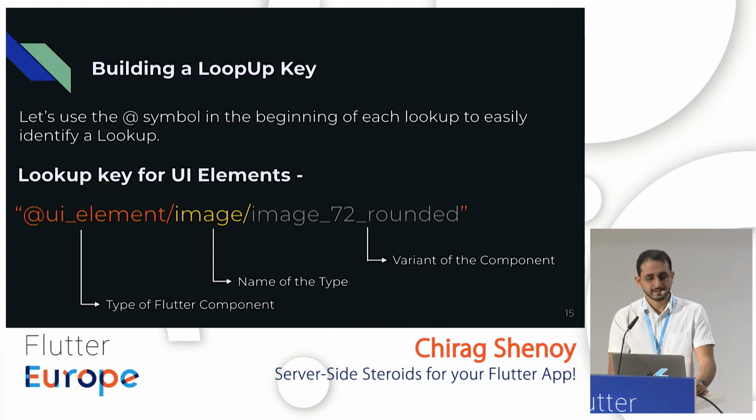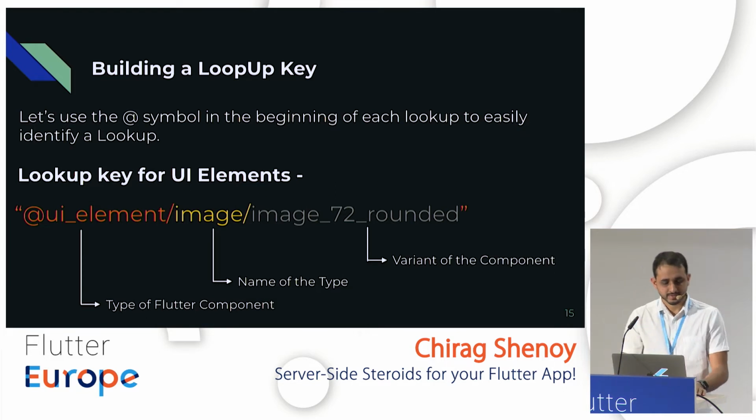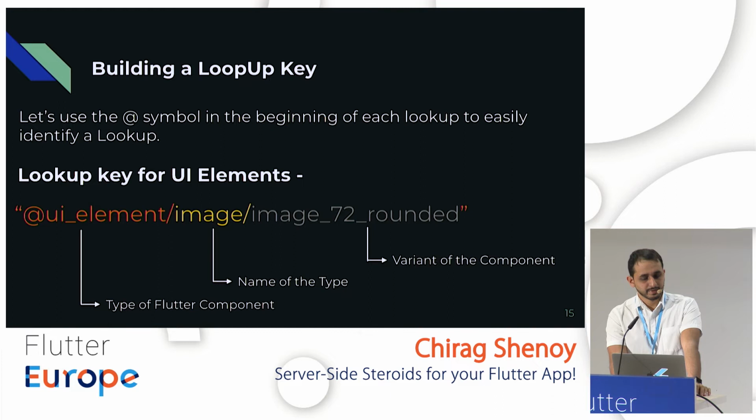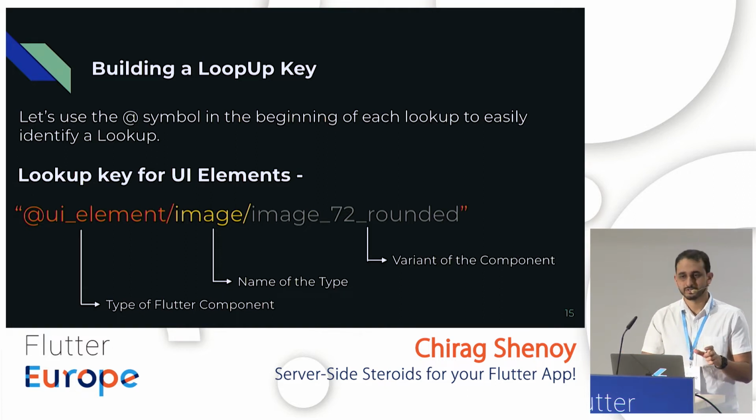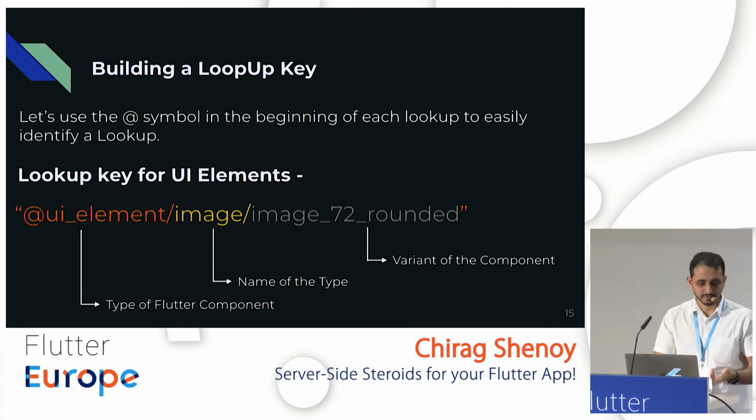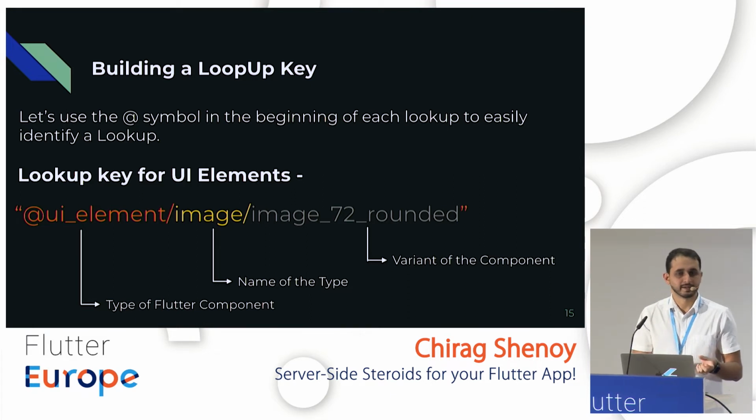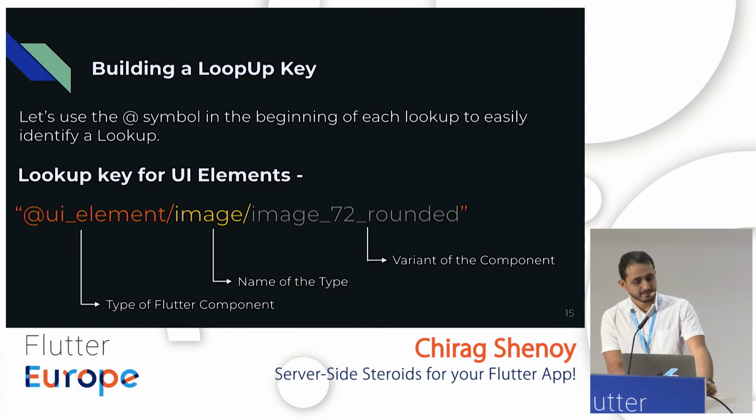We have just used @ at the beginning, so we're kind of creating some sort of a semantic for lookup keys. That is just convenience for us. If you see the lookup key in the example over here, the orange part is basically the type of Flutter component, whether it's a UI element or a function or a resource or a domain entity, a domain model. That is what it represents.